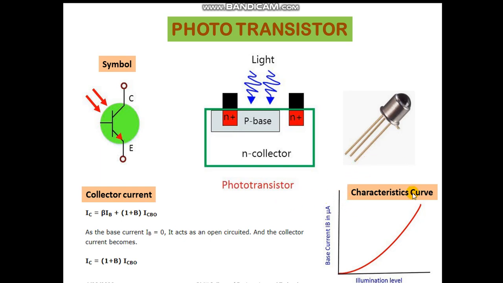The characteristic curve is the curve between the illumination level and the base current. If the illumination level is low, the base current will be very low, and if the illumination level is high, then the current across the base to collector will be high. So, these are proportional to each other, and we get a linear curve between illumination level and base current.